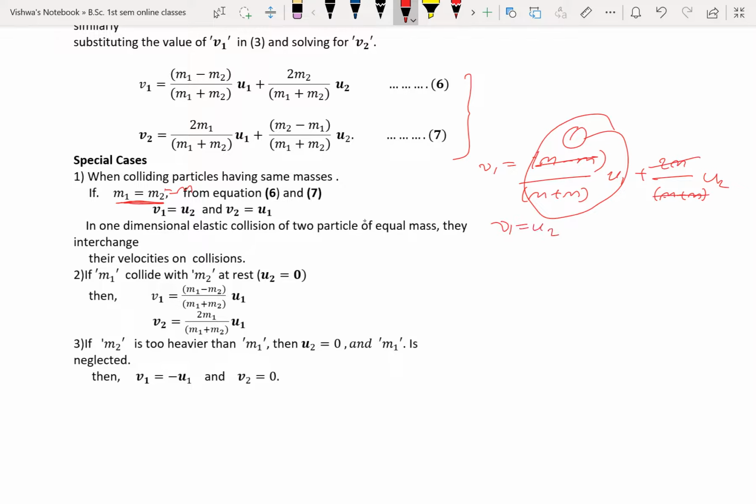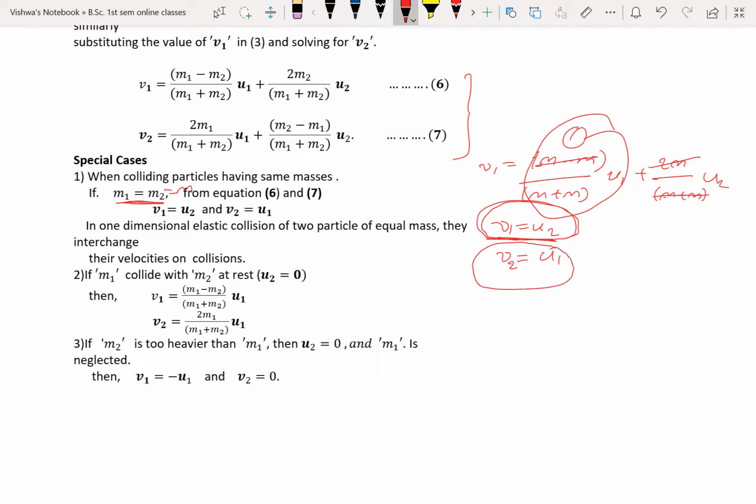So similarly, when you substitute m1 equal to m2 equal to m in equation 7, then equation 7 becomes p2 equal to u1. What is p1? p1 is the velocity of the first object of mass m1 after the collision, so that is equal to u2. That means the velocity of one object is going to transfer to the other object. Okay, so here also same.